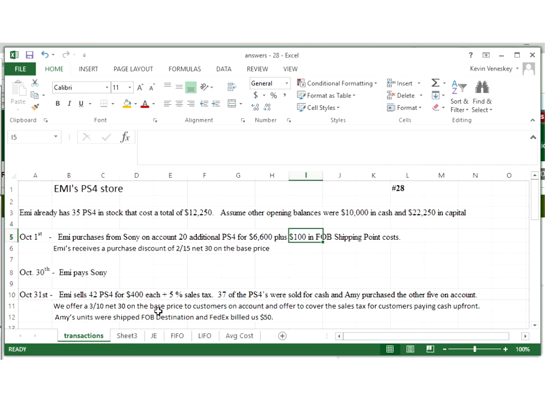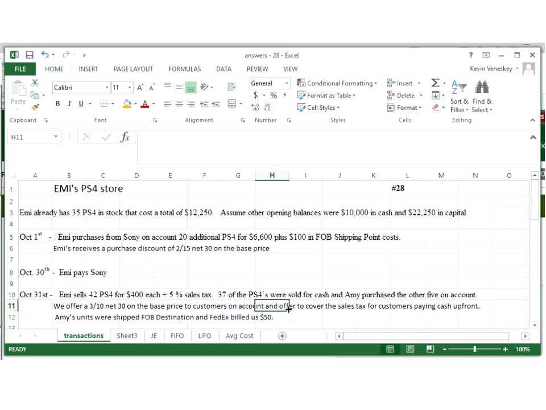We're selling 42 items in total, and we sell them for $400 apiece. And then there's sales tax that needs to be added in. Of the 42, 37 are sold for cash. Amy bought the other 5 and will pay us later on account. When anything's bought on account, we offer a $310 net 30 discount on the base price.